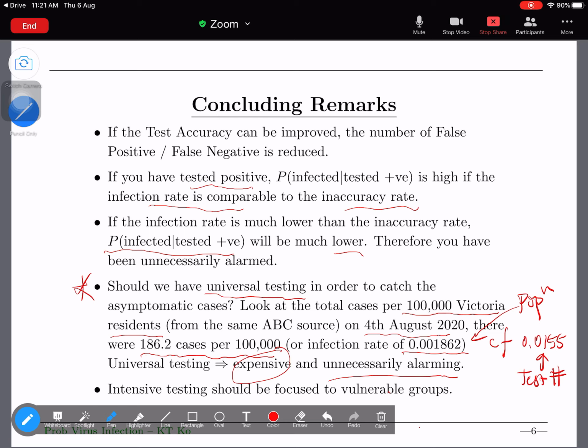So for that reason, we should focus testing on the vulnerable groups. So what are the vulnerable groups? The healthcare workers, the aged care workers, the elderly populations, people who have close contact with confirmed cases. Those are the vulnerable groups. We should do more tests and regular tests on those vulnerable groups. So this is what you can learn by looking at false positive cases.